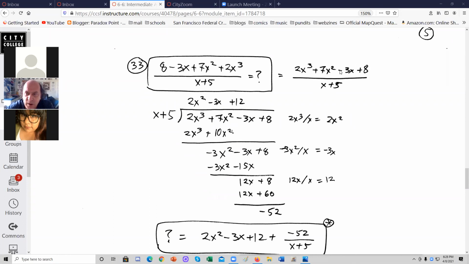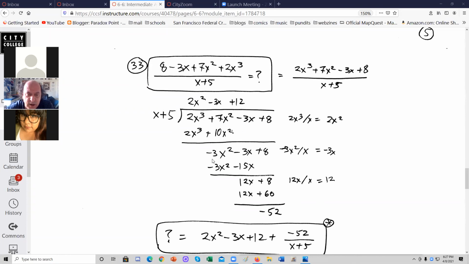All right, here we go. We'll put this in here, x plus 5 out here. Again, okay, we divide leading terms. 2x cubed over x is 2x squared into the quotient. 2x squared times x plus 5 is 2x cubed plus 10x squared. Subtract terms. We're left here 7 minus 10, that's a minus 3x squared, minus 3x plus 8.